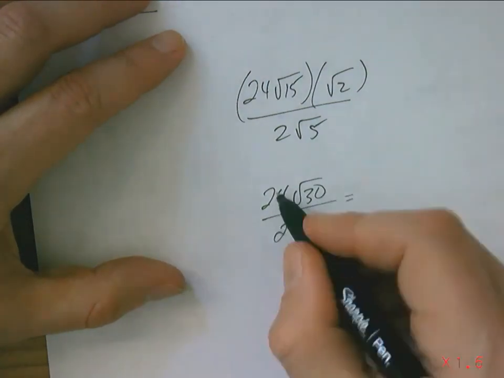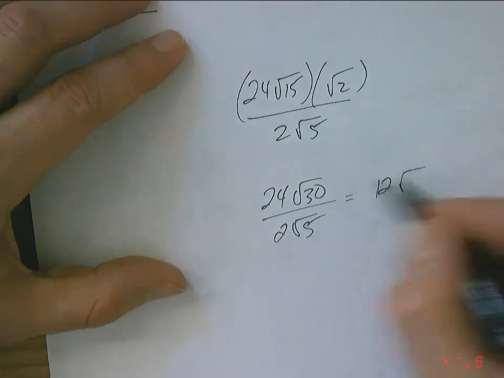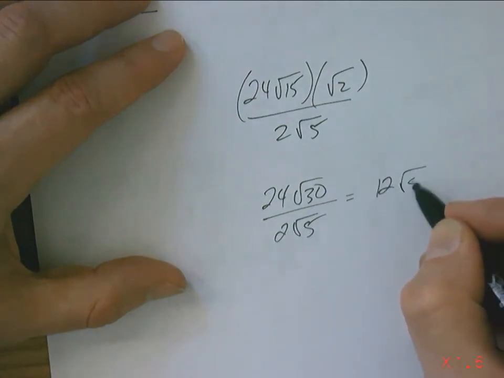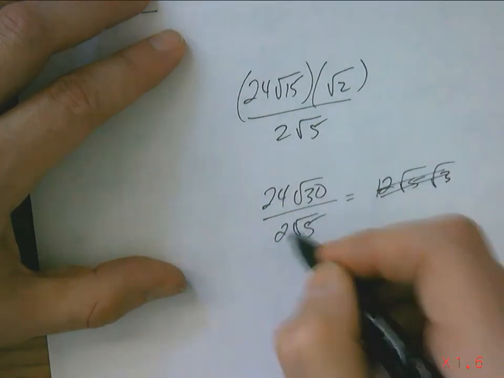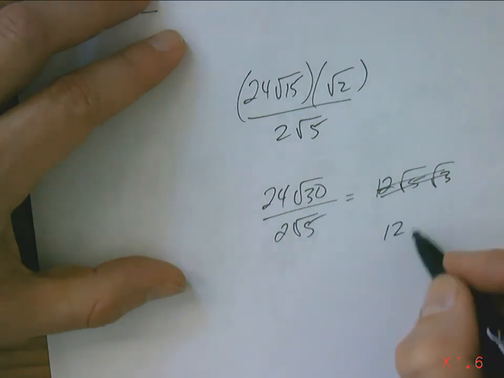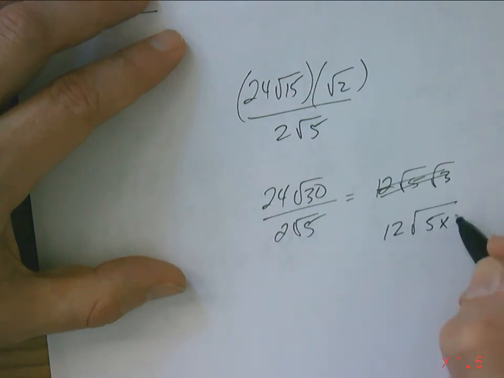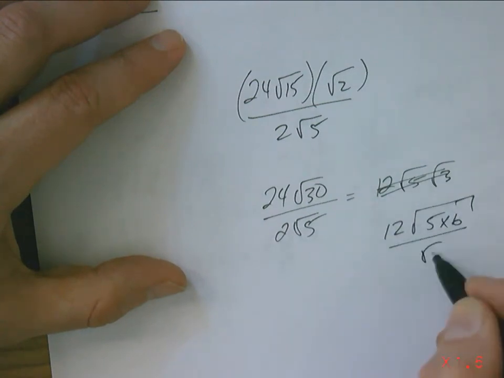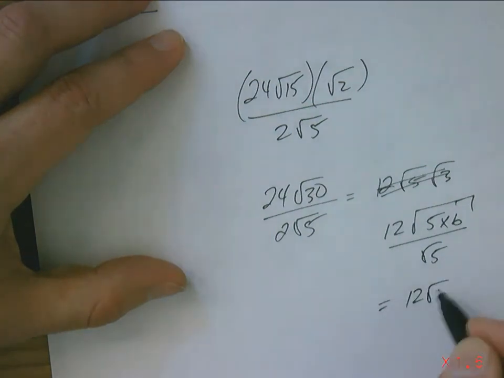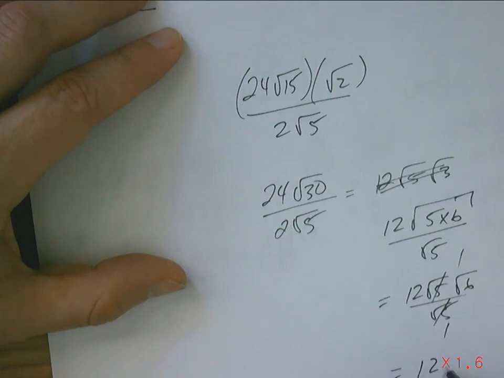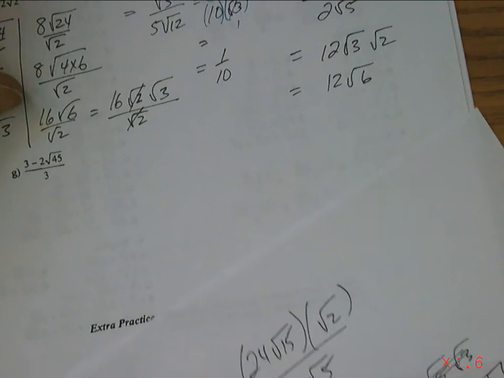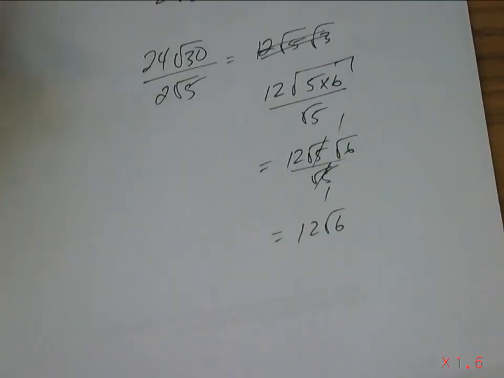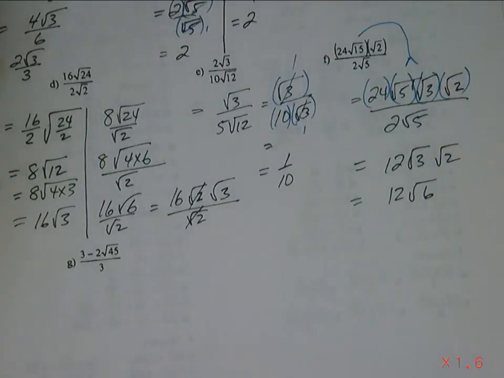24 divided by 2 is 12. Root 30 is going to be root 5 times root 6. Nope, lying. The 24 and the 2 are going to give me 12. The root 30 is going to give me root 5 times root 6 over top of root 5, which is 12 root 5 root 6 over root 5. They reduce, and it's 12 root 6. Let's see if that's the same as I got before. It was. Both are equally good. I'm happy with whichever one you are comfortable with.